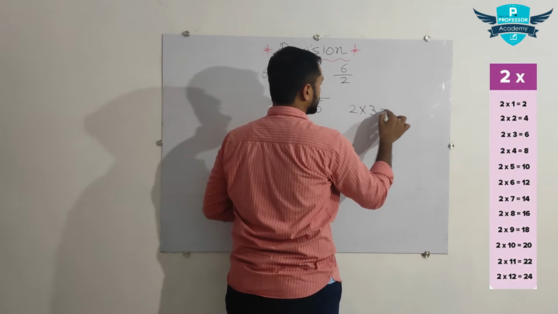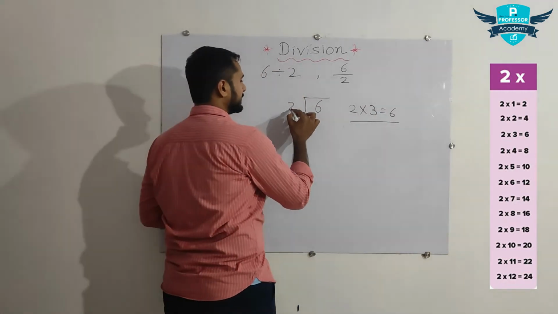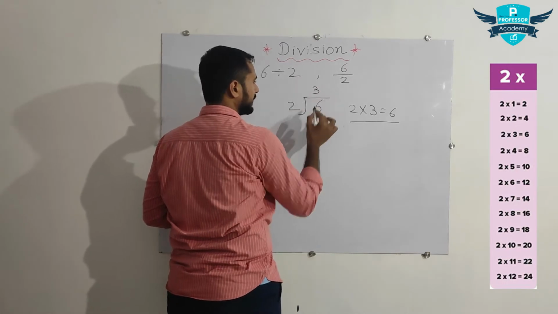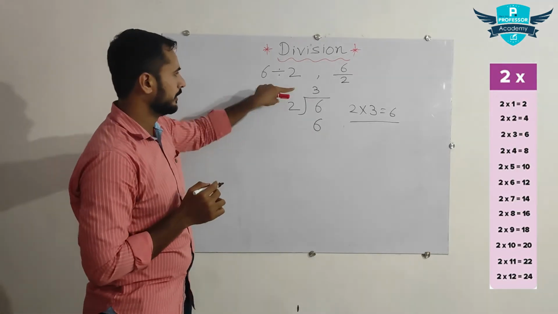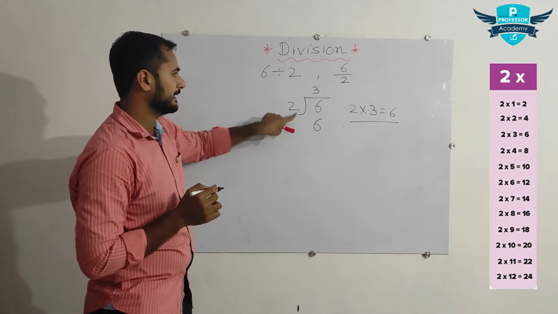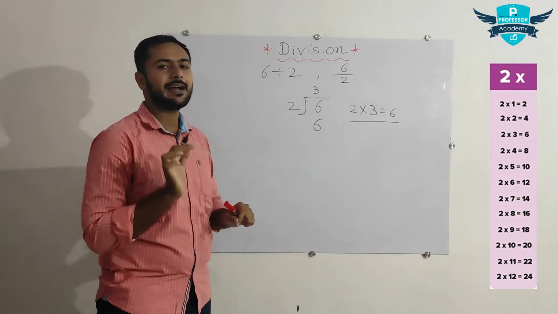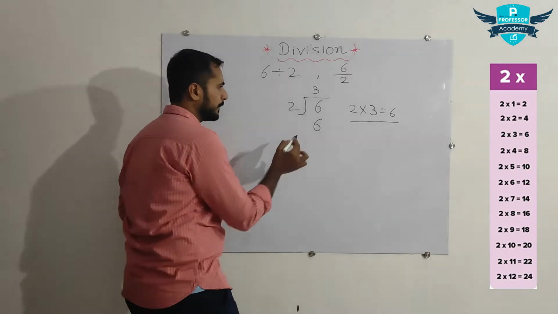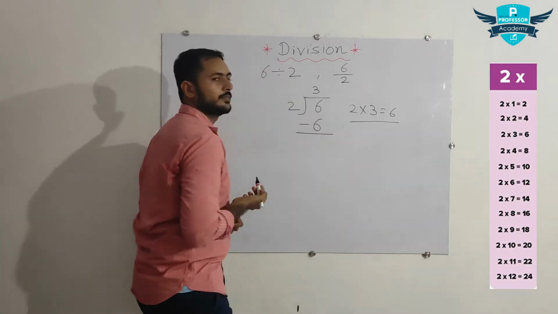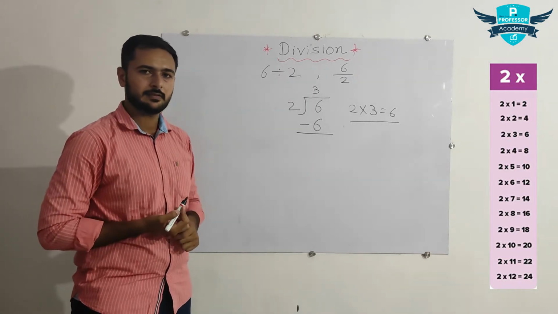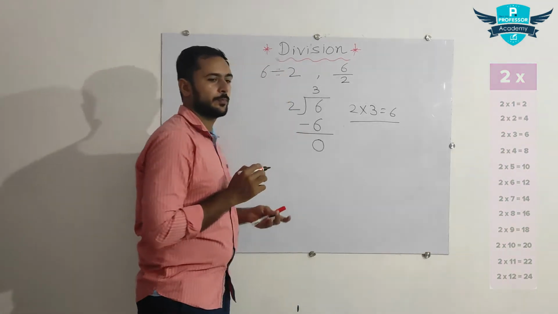So from 2 3s are 6, it means what we'll do is write 3 here and 6 here. 2 3s are 6. Okay. Now in the next step, we have to subtract these numbers. 6 minus 6 is 0. Okay.